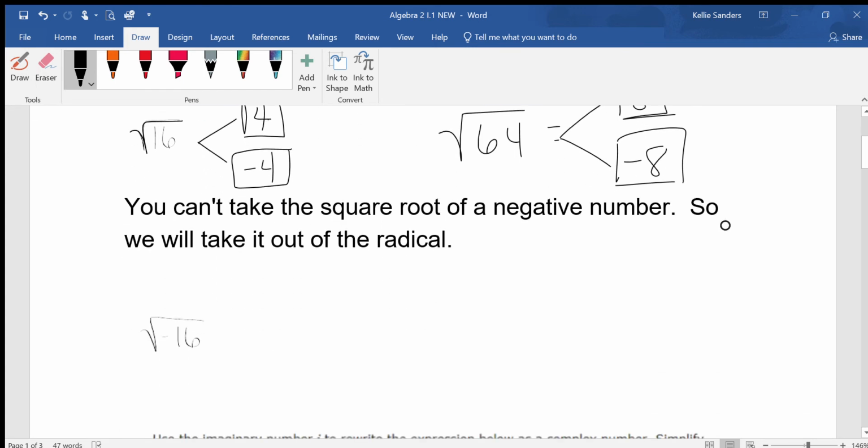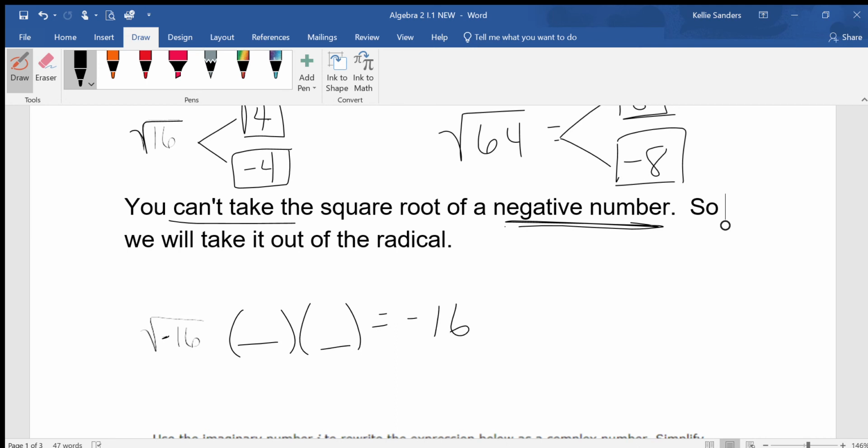So if you're taking the square root of 16, and 4 times 4 is 16 and negative 4 times negative 4 is 16, and the square root has to be the same number times the same number, you can't take the square root of a negative number. So we will take it out of the radical. What I'm trying to say is, if I'm asking you to take the square root of negative 16, and the square root means the same number by the same number, what times what will give you a negative 16 when they are exactly the same number?